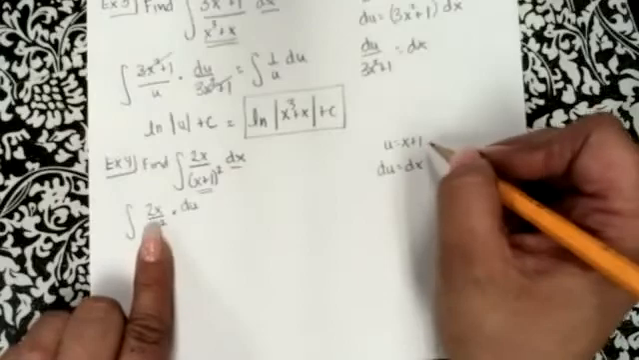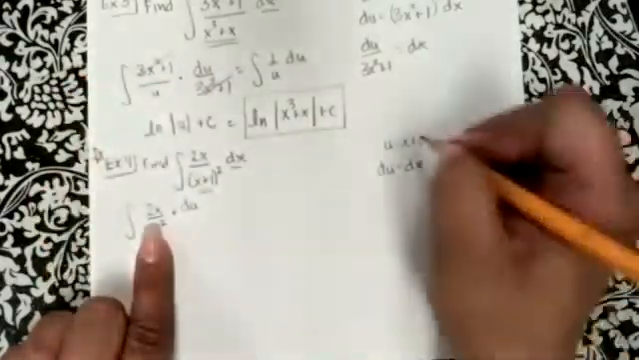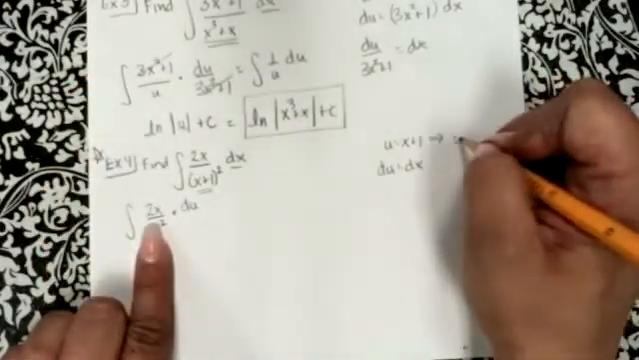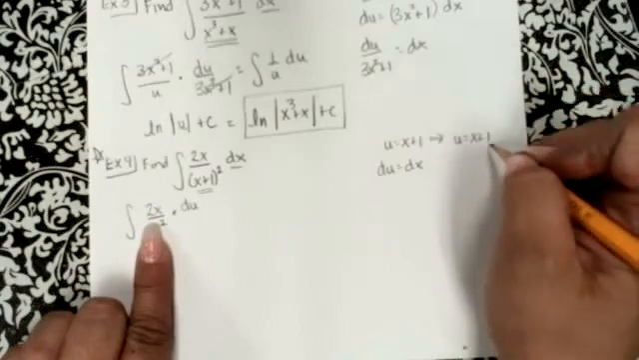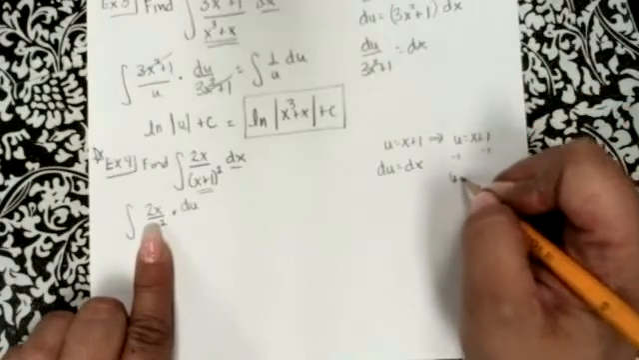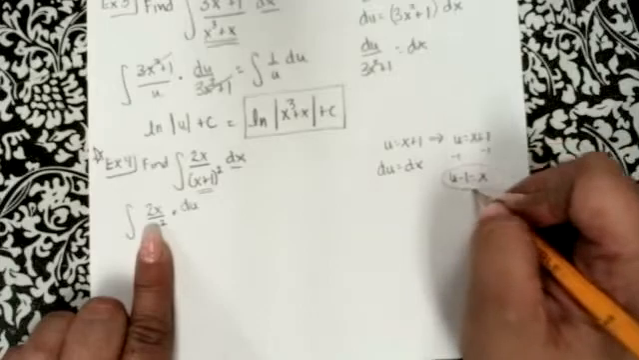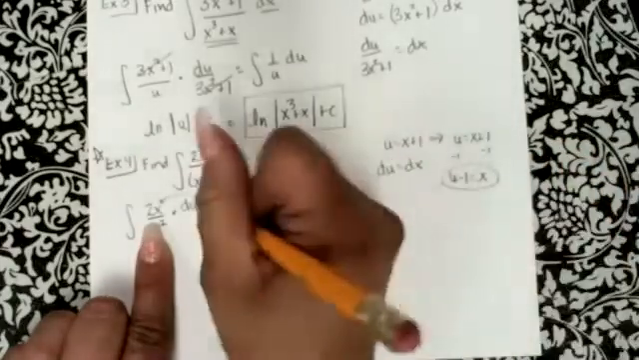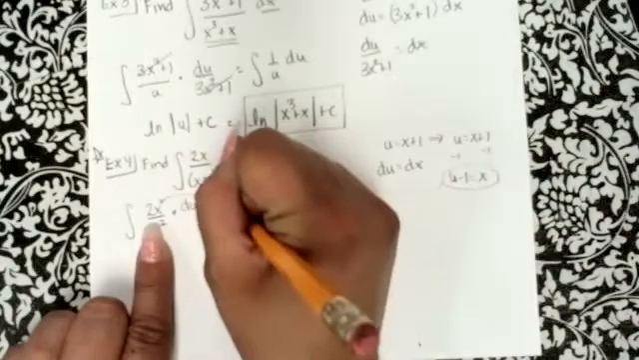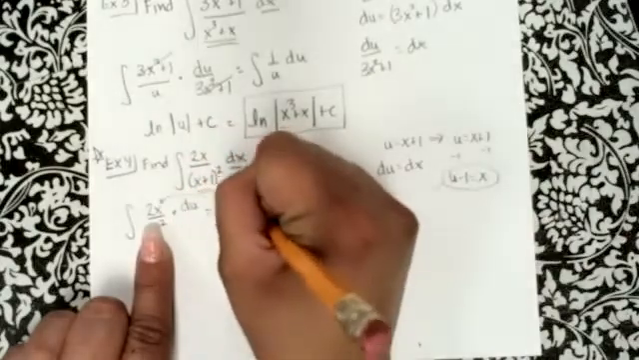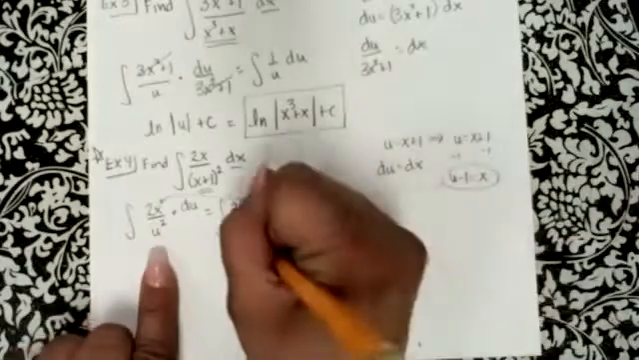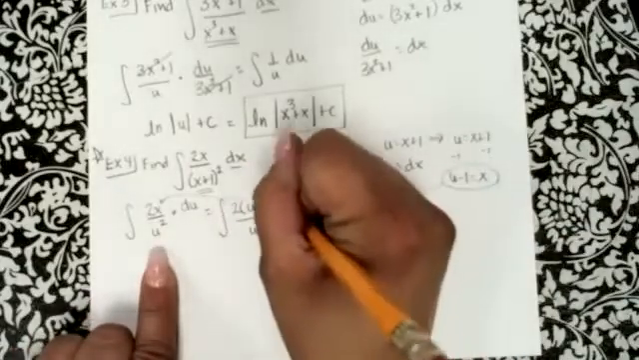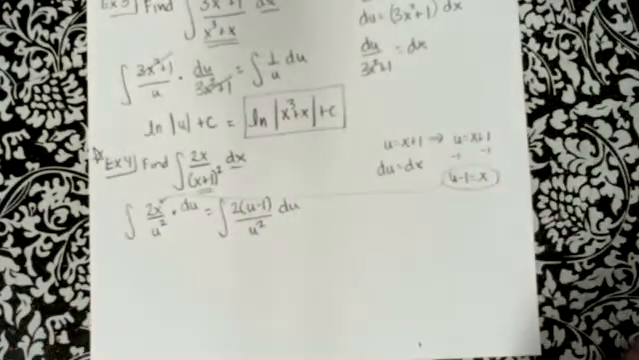And actually, this is going to be one of those special cases where if I take this piece right here, u equals x plus 1. If I subtract 1 from both sides, u minus 1 is equal to x. I'm going to plug that in right there. So this is now going to be the integral of 2 times u minus 1 over u squared du.